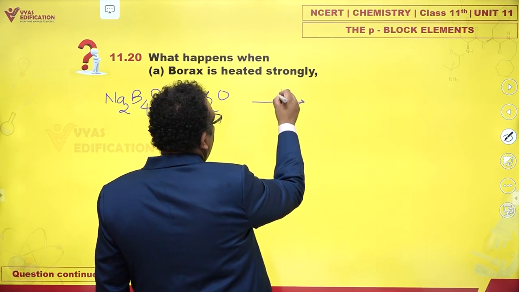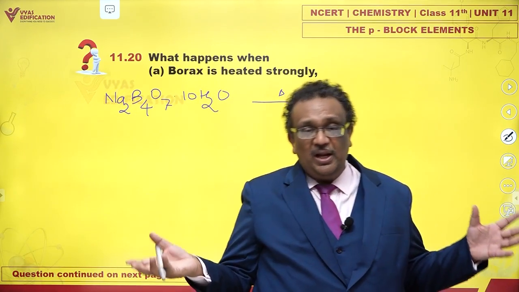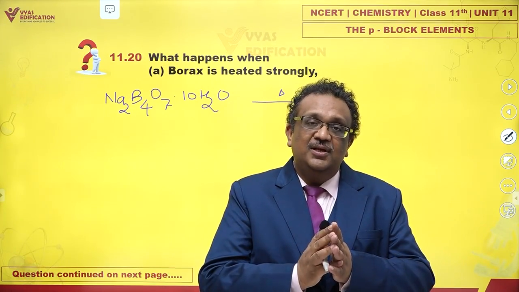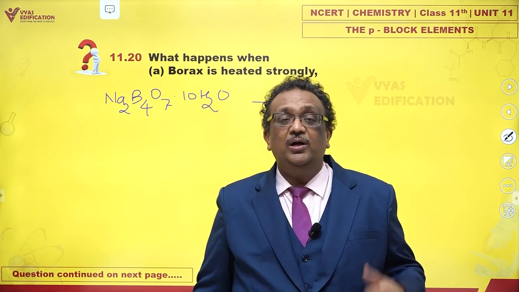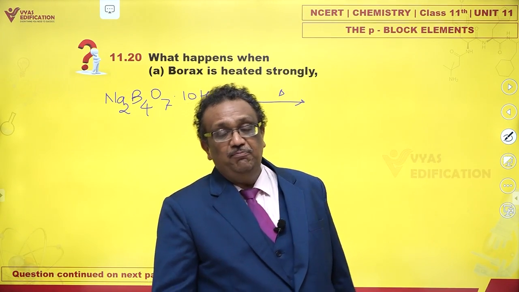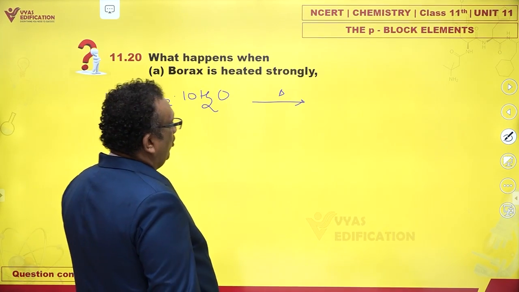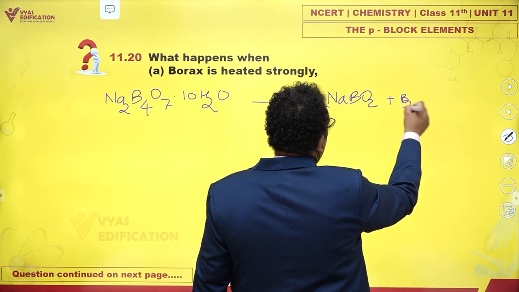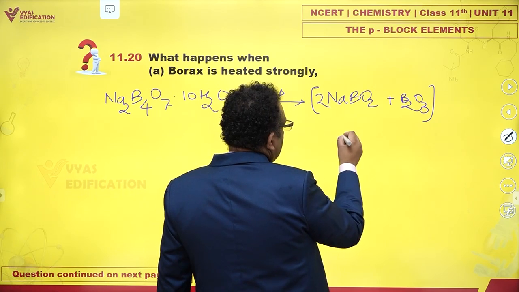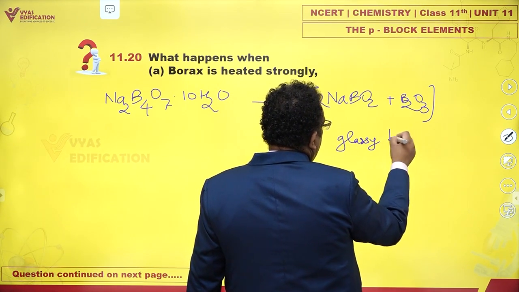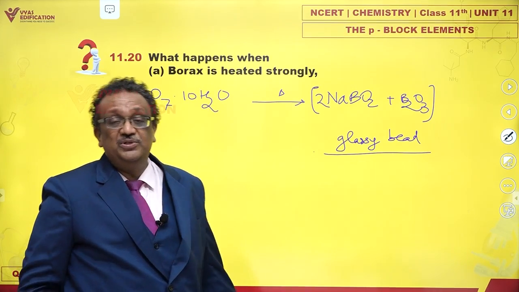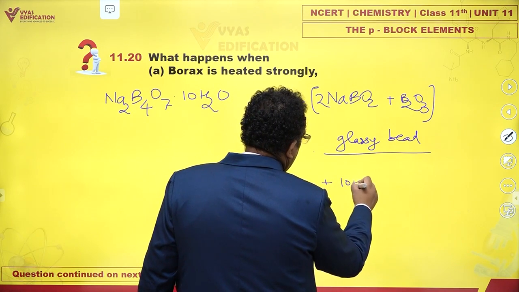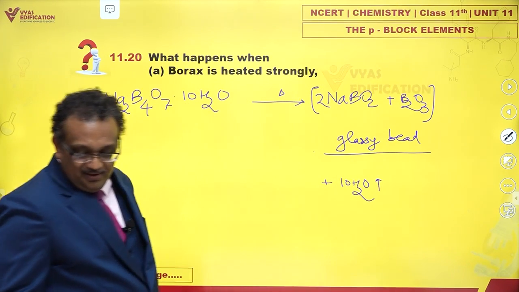And if you heat this, what happens? First of all, it swells up like popcorn. On further heating, it collapses. When it swells up, it is fluffy. When it collapses, it becomes a solid, shiny, transparent, glassy bead. Transparent, mark my words. What you get is NaBO2 plus B2O3. This is the glassy bead. This is what you obtain on strongly heating borax. Water, of course, evaporates. Hardly a mystery.